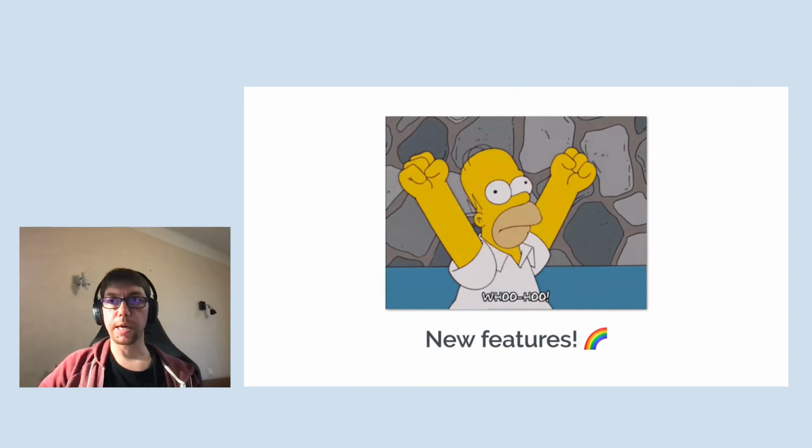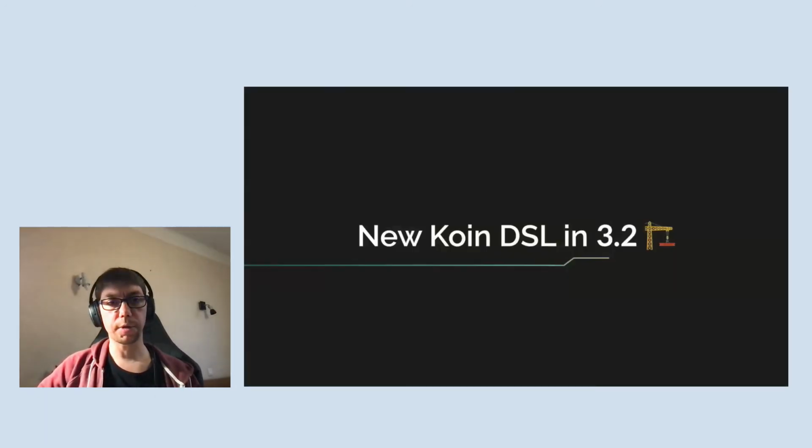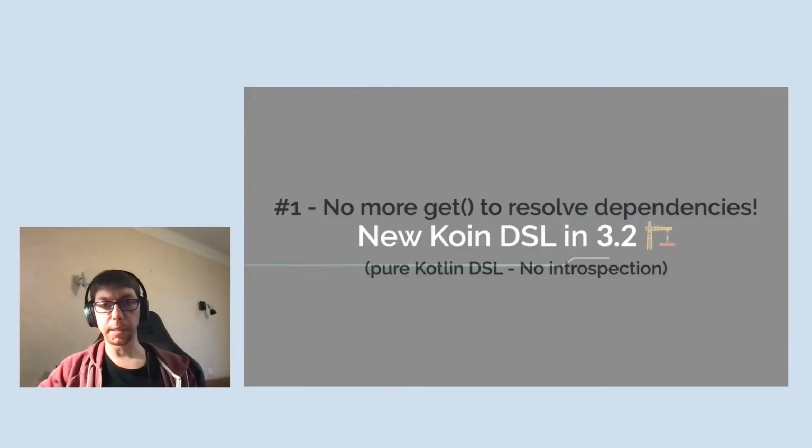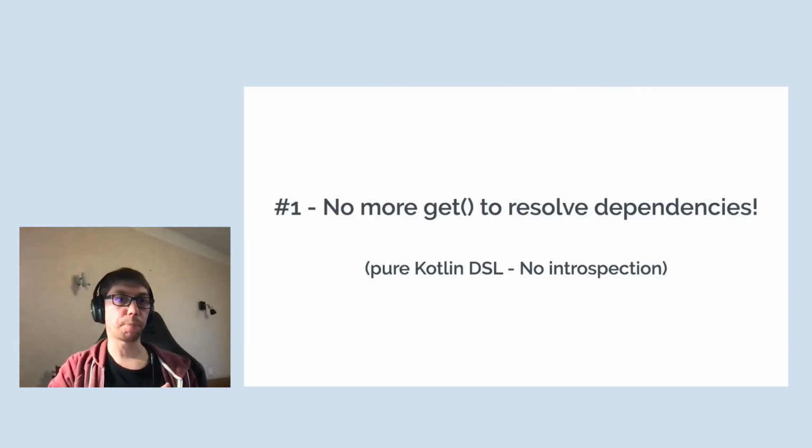Yeah, it's almost the end of my presentation, but I would like to share some new features that arrived lately, in these last months. Firstly, we have improved the new Koin DSL in 3.2, because one major pain for the community was having to write get everywhere in the function to resolve everything manually.